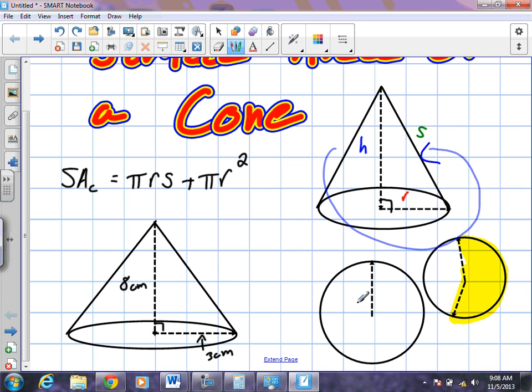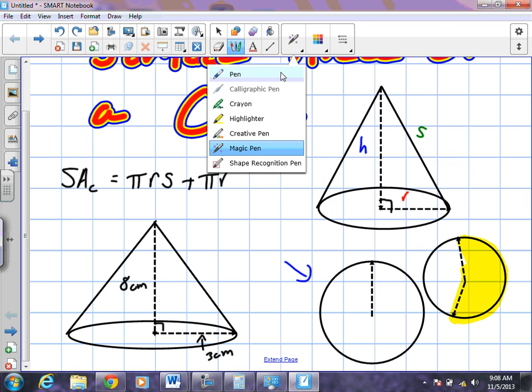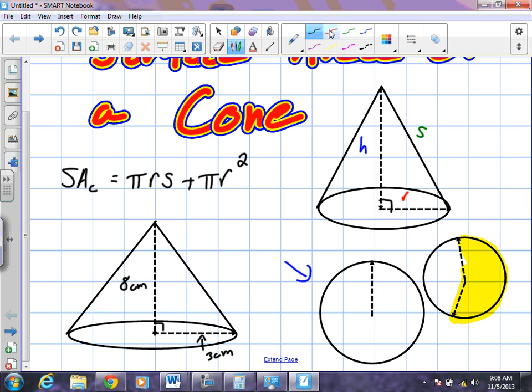So, how do I find the area of a circle? What is our formula here? That's right. So, if this is our r, the area of a circle is equal to pi r squared, which is this part of the surface area formula. We have that covered.